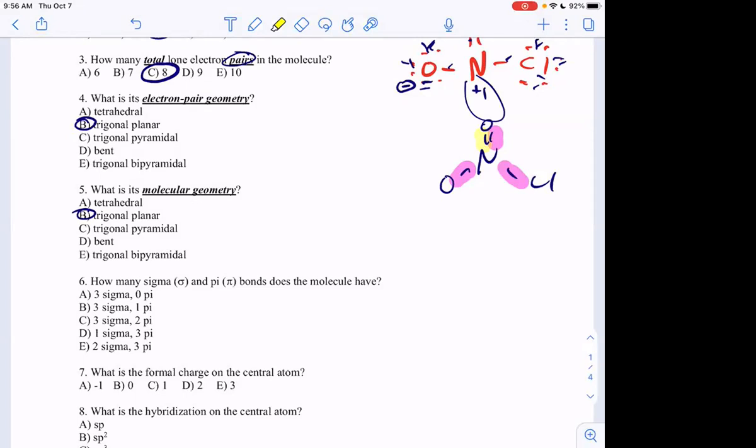Like I said, I don't think that's going to be on the final exam. We pretty much decided not to include that kind of stuff. But last year I taught sigma and pi bonds. So that would have been what then? Would we say 3 sigma and 1 pi, right? So that would have been B.